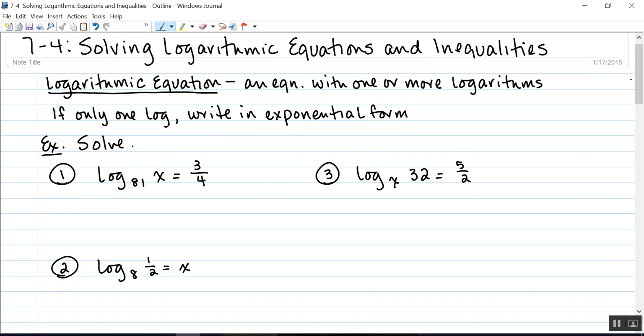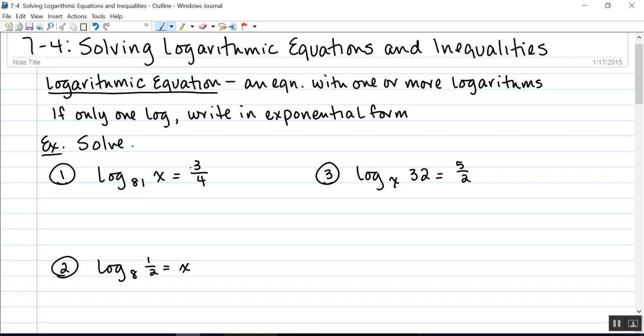Actually, before we solve any of these, let's take a look at each problem. Notice here, x is my big number, right after the base. In number 2, x is what the log is equal to. And in number 3, the base is the x. So we have the x in all three possible places. So let's write each of these in exponential form and then solve it here.